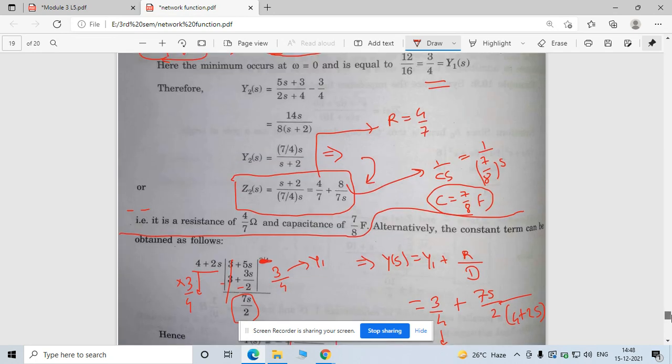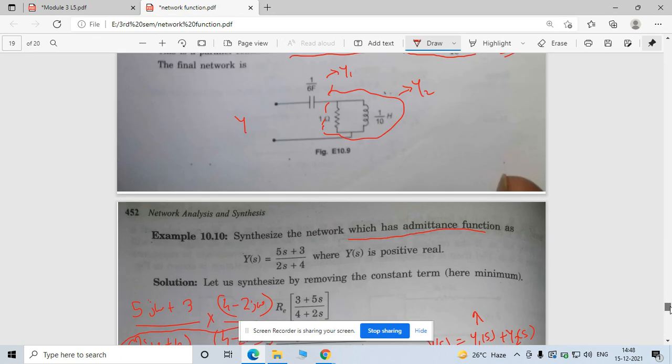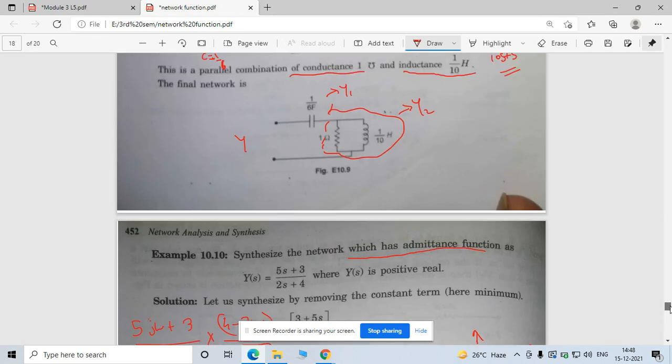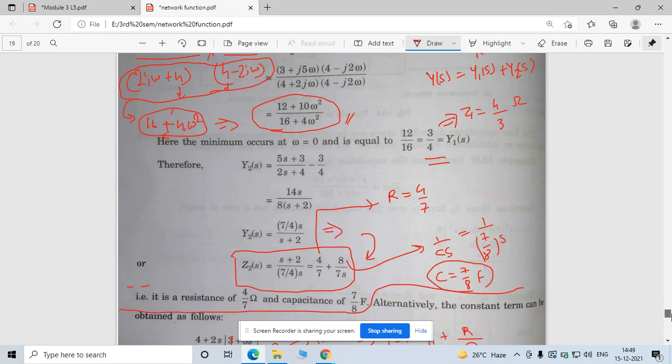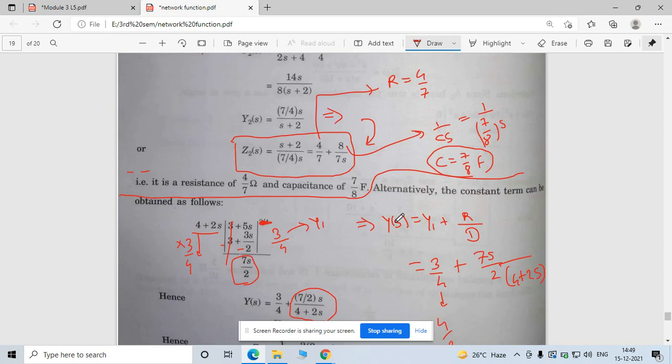Okay, so simple, add these two terms. See here, nothing like this is specified here, you have to write it in admittance format. You have to just synthesize this network. Okay, so according to your equation you will get from this, according to that you have to synthesize.